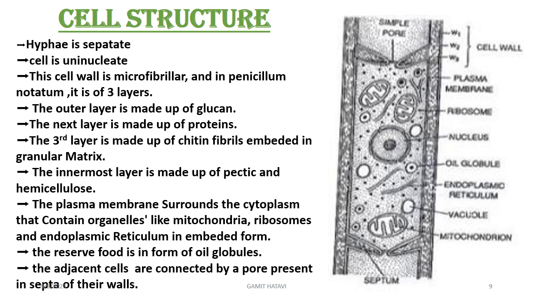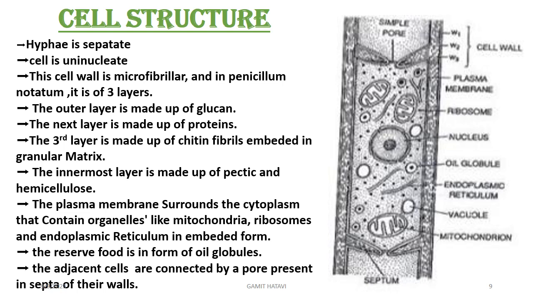The outer layer is made up of glucan, the next layer is made up of proteins, and the third layer is made up of chitin fibrils embedded in a granular matrix. The innermost layer is made up of pectic and hemicellulose.